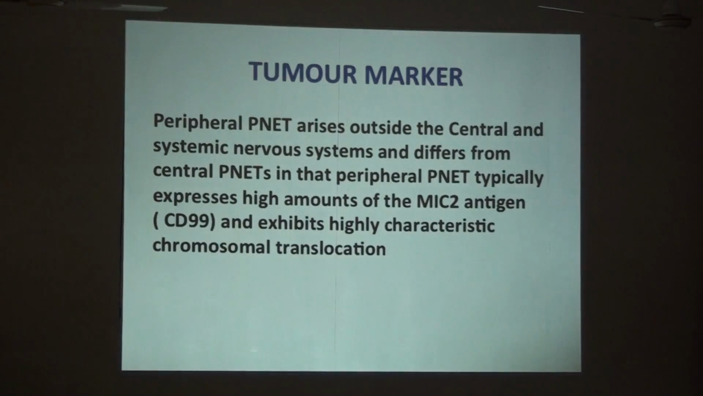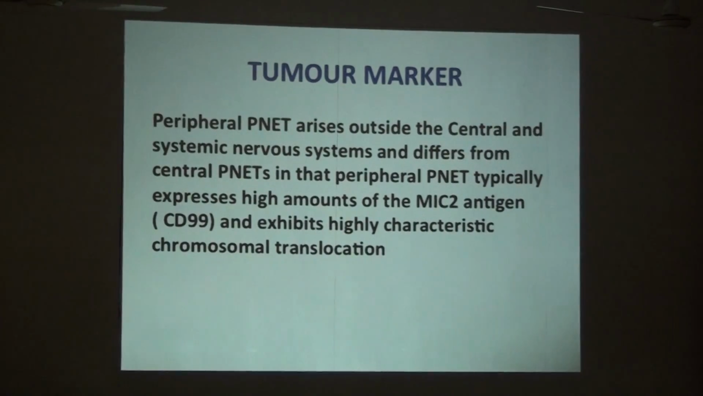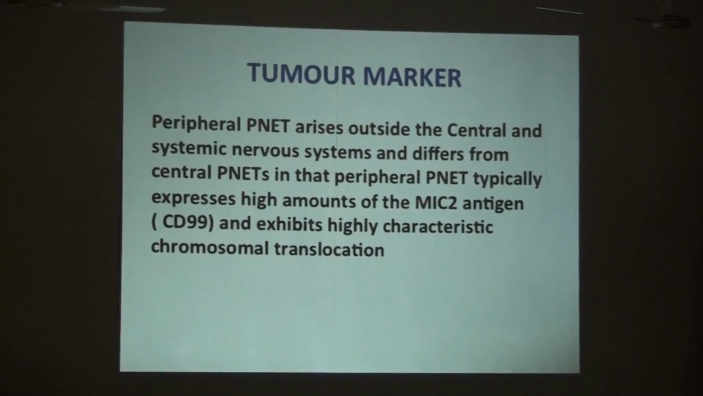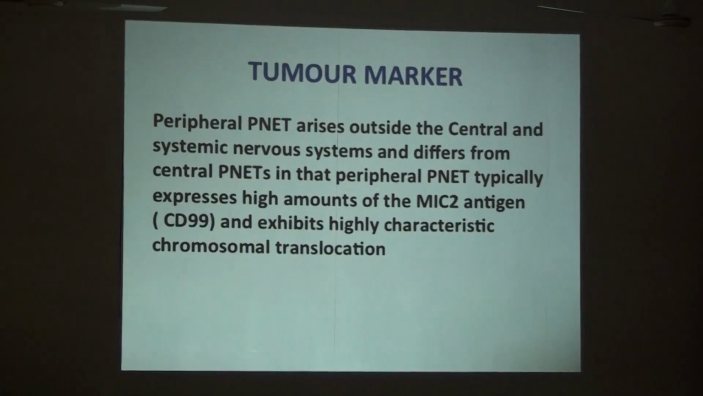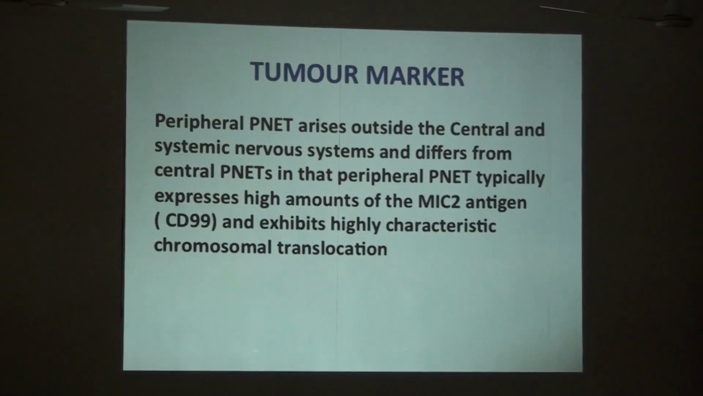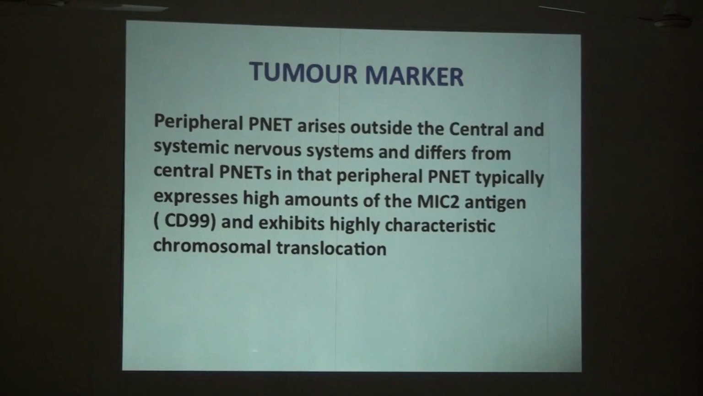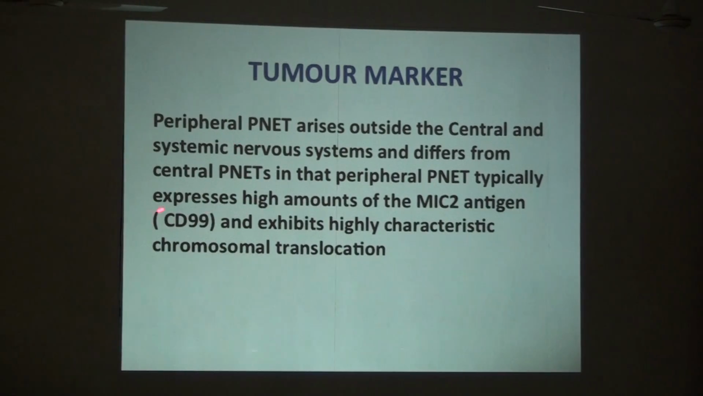The tumor markers: peripheral PNETs arise outside the central and sympathetic nervous system and differ from central PNETs in that peripheral PNET typically expresses high amounts of MIC2 antigen, that is CD99, and exhibits a highly characteristic chromosomal translocation. So this tumor marker is a must for diagnosing PNET, MIC2 or CD99.